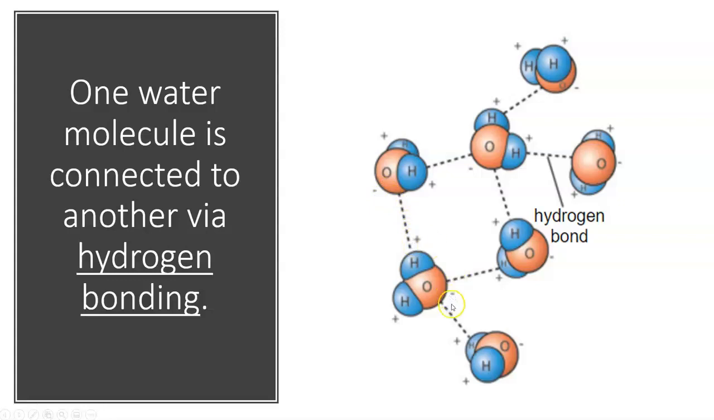The negative side is attracted to the positive side of this one. The negative side of this one is attracted to the positive. The positive is attracted to the negative. And so these dashed lines represent something called a hydrogen bond. And it's these hydrogen bonds that connect water molecules to each other. The hydrogen bonds are responsible for all of the unique properties of water. One of the coolest things about water is water actually expands when it freezes.